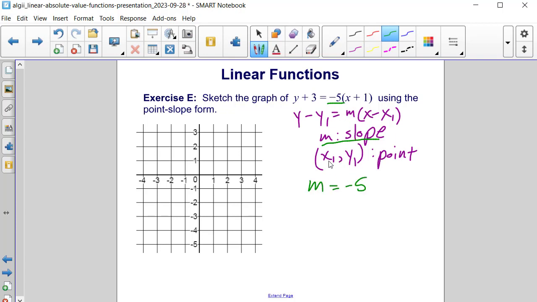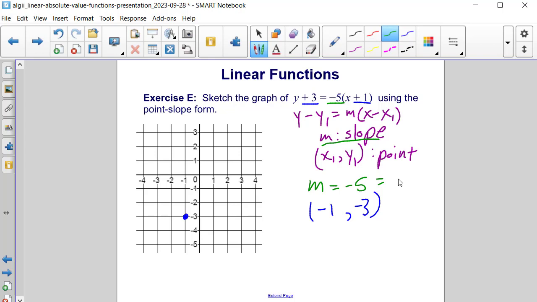We also know that our point x1, y1 is going to be our point. Now some of you may be saying, oh, this is the point 1, 3. It is not, because we have x plus, which represents x minus a negative. So it's going to be -1, -3 are the coordinates of our point. So we're going to start our graph at the point -1, -3 down here, and we're going to travel in the coordinate plane with a slope of -5.